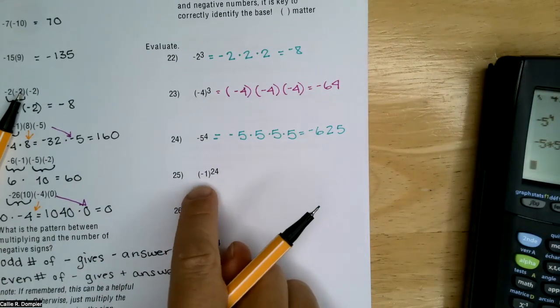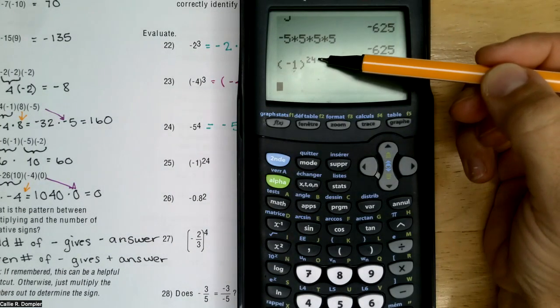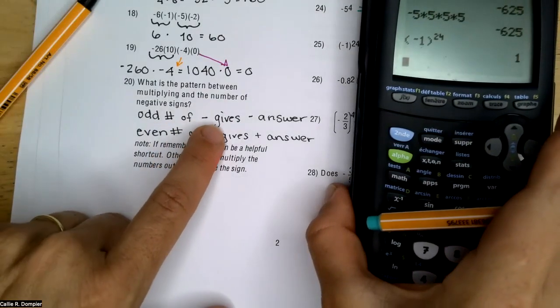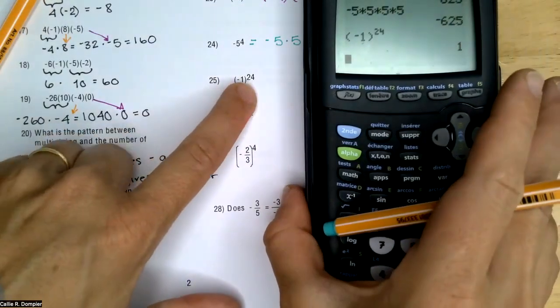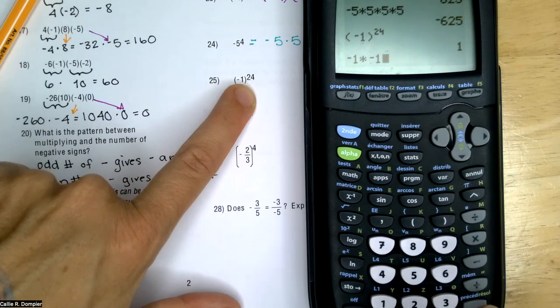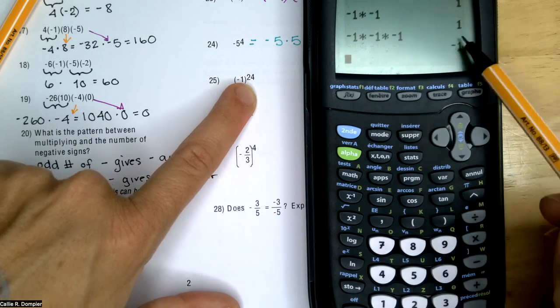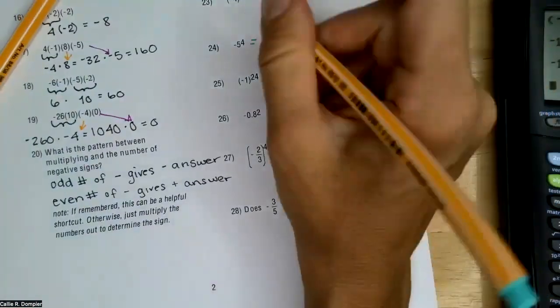Good. This one, we're taking -1 and multiplying it 24 times, but think about what -1 is. -1 times itself is not going to get bigger. It's just going to multiply by itself 24 times. And remember, if it's an odd number of negatives, it gives a negative answer. If it's an even number of negatives, it gives a positive answer. And since -1 is being multiplied by itself 24 times, 24 is an even number. So it's going to be a +1. Odd number is going to be a -1. 24 is an even number, so that's just going to be the number 1.